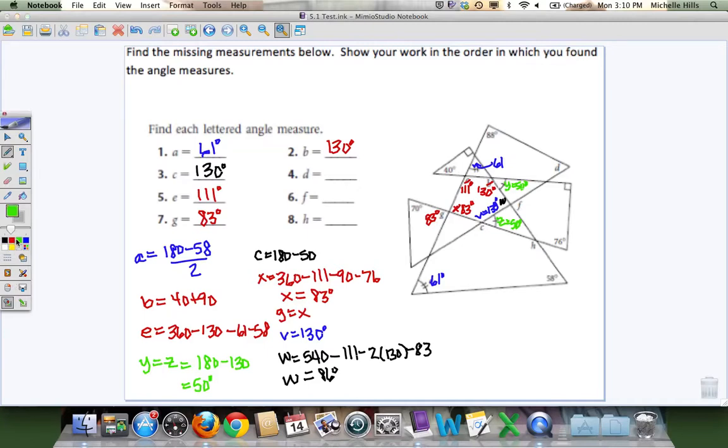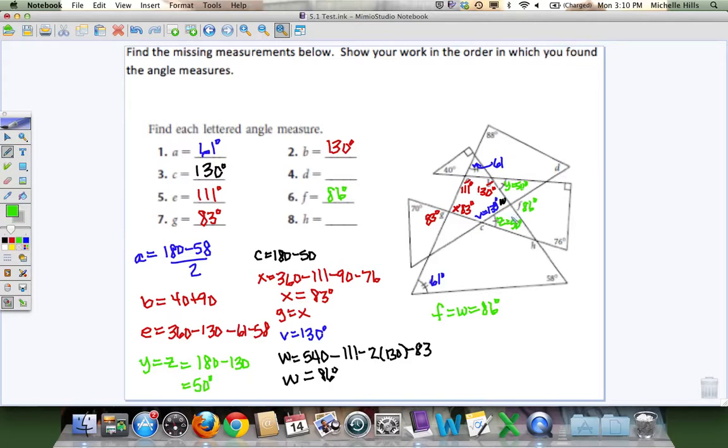Again, putting this in order so somebody could follow and see what I'm doing. Well, the one with measure W is a linear pair with the one with measure F. So F equals W equals 86 degrees. Once I find F, I can now find D.